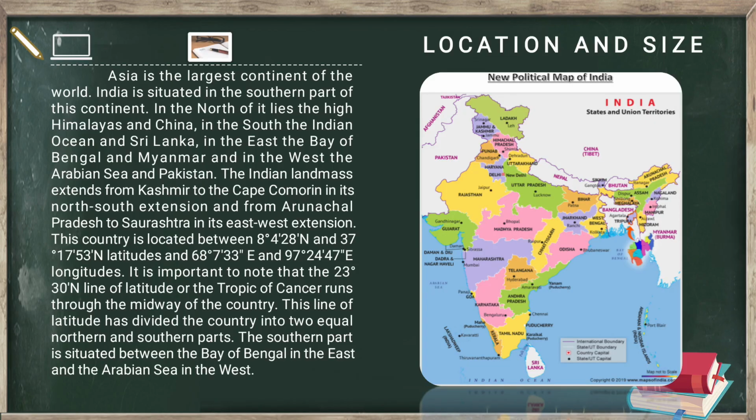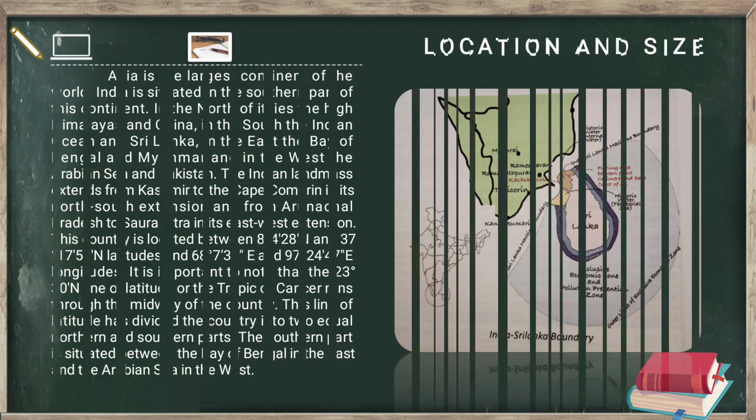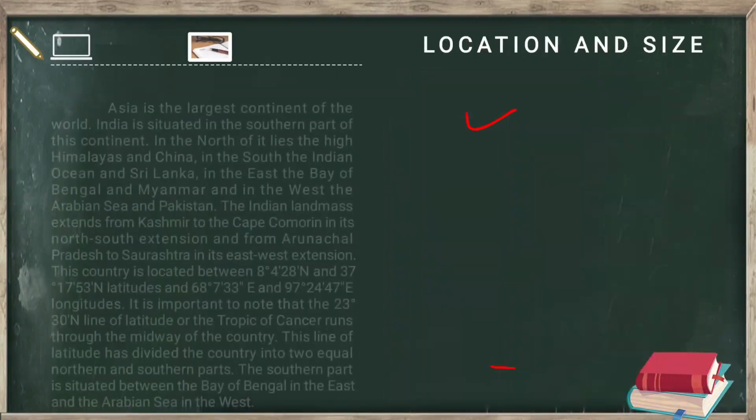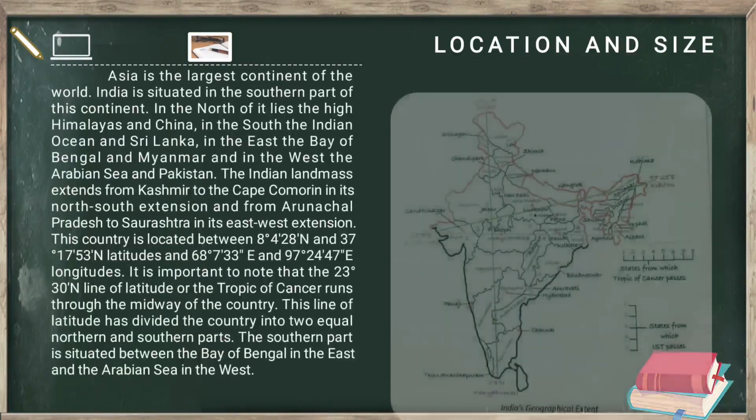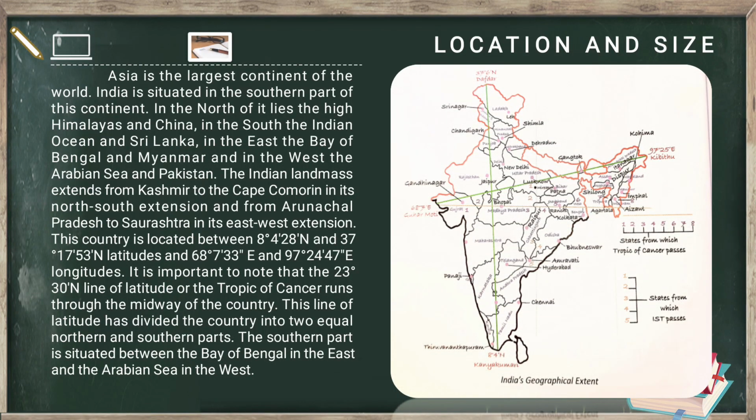The Indian landmass extends from Kashmir to Cape Comorin. So this is Kashmir, and below somewhere here is the Cape of Comorin, where I will show you. Let me rub this one. You can see here better. This is Kashmir, the top one. Then below here Kanyakumari, right? So Cape Comorin is somewhere here.